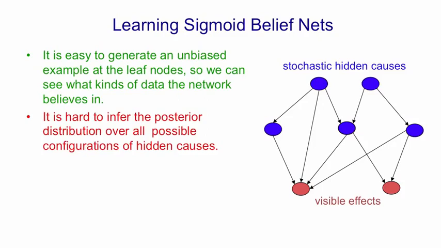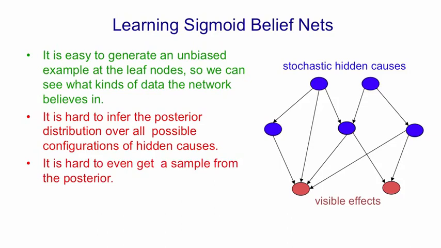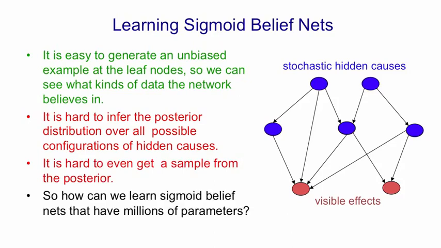However, even if we know the weights, it's hard to infer the posterior distribution over hidden causes when we observe the visible effects. The reason for this is that the number of possible patterns of hidden causes is exponential in the number of hidden nodes. It's hard even to get a sample from the posterior, which is what we need if we're going to do stochastic gradient descent. So given this difficulty in sampling from the posterior, it's hard to see how we can learn sigmoid belief nets with millions of parameters, which is what we'd like to do.